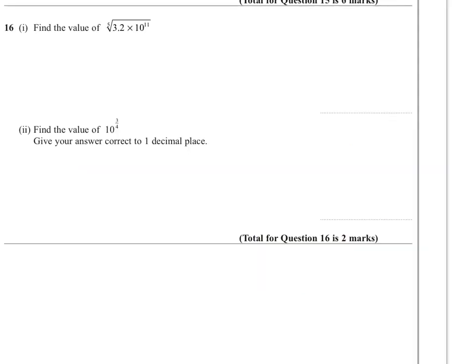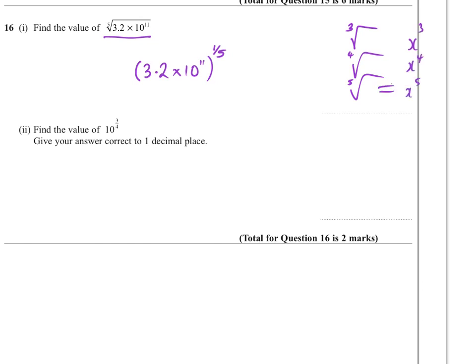Question 16. It says find the value of, and then we can use our calculator. So I would rewrite this to help you. And then to the power a fifth. Now, if you have this, that means the cube root, the fourth root, the fifth root, which should not be confused with to the power 3, to the power 4, to the power 5, which are the inverses. Okay? So they're inverses of each other.